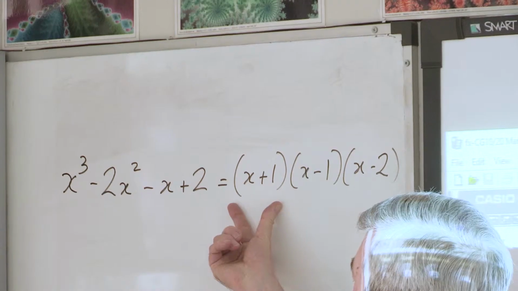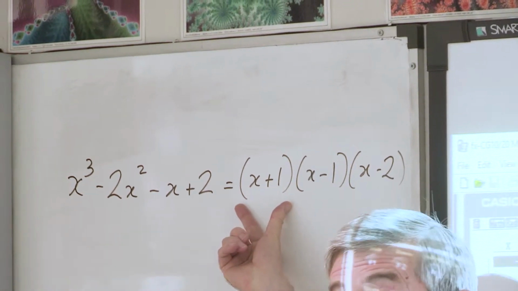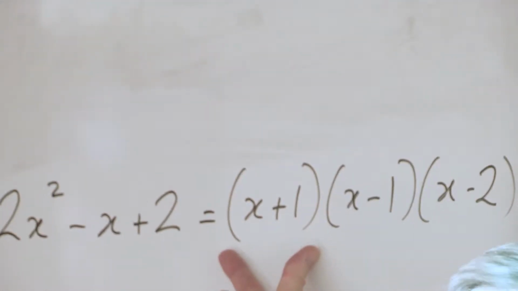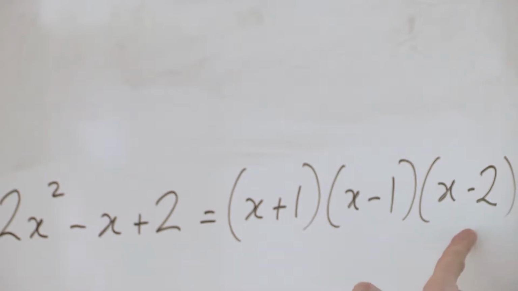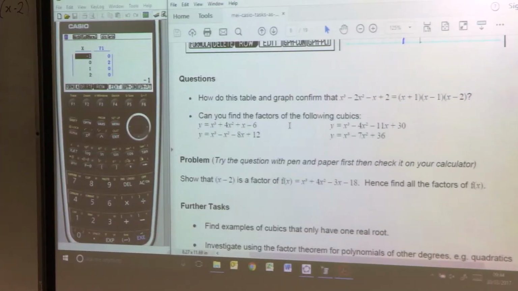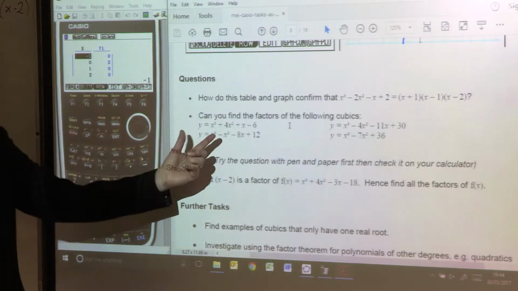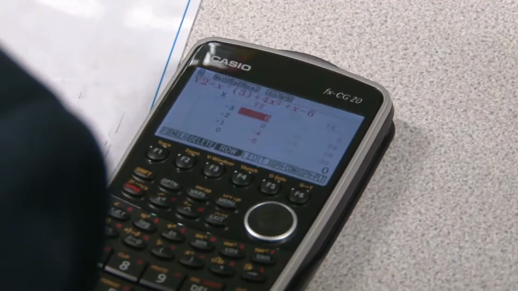Those x values are the solutions to each bracket equaling 0. So if x plus 1 equals 0, then x equals minus 1; this bracket, plus 1, and x minus 2, plus 2. Would you now find the factors to factorise these following cubics?